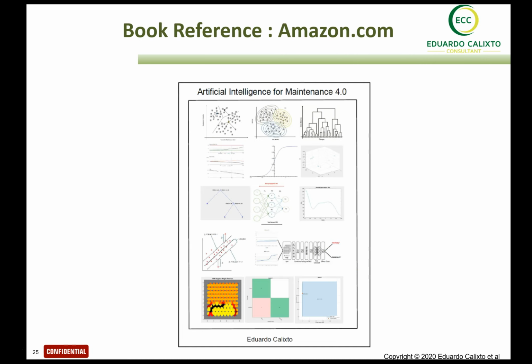The convolutional neural network is in my book Artificial Intelligence for Maintenance 4.0, in chapter 9 of this book, so you can get all this detailed information, the example. I wrote everything in there, and after the training, if you want to look again and read again, when you want to remember some concept, you can go to my book.